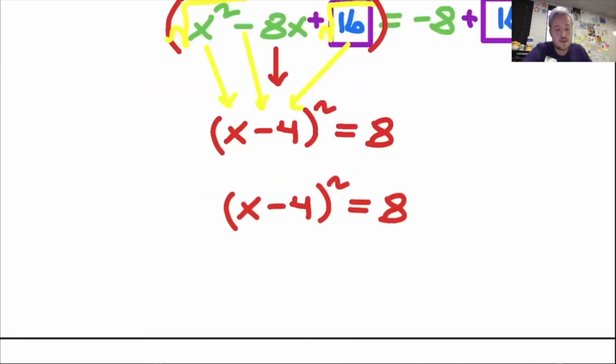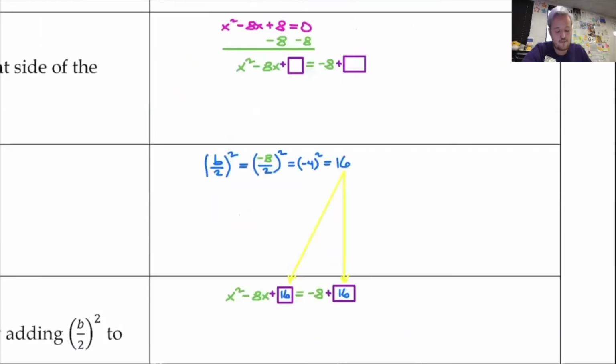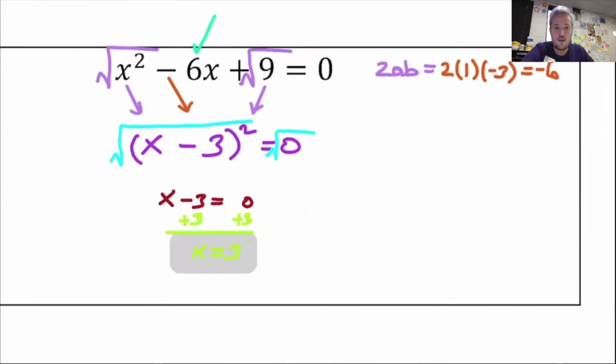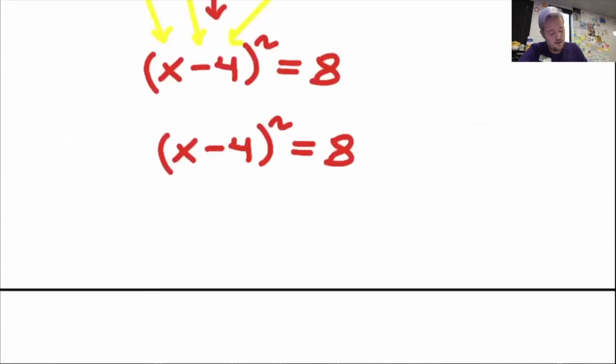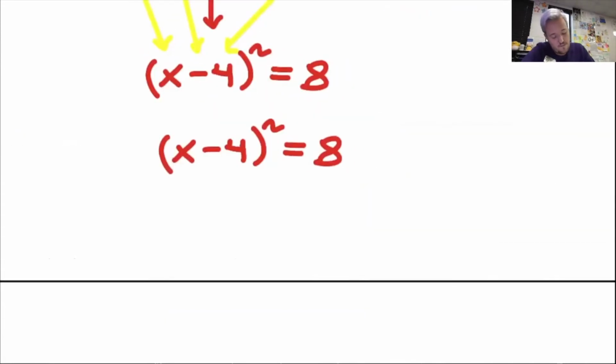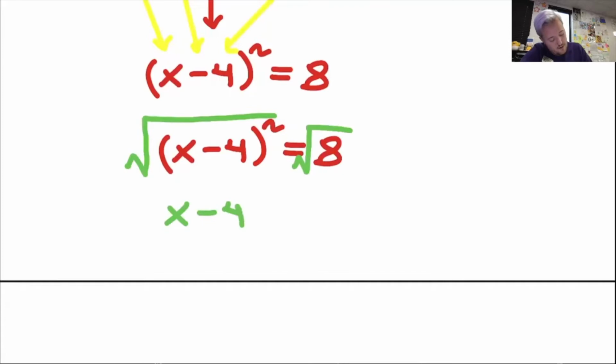All right, so this problem right here is very similar to how we did this problem. So I did this problem right here on purpose. So we're going to take the square root of both sides and then just start solving. All right, so I'm going to go ahead and take the square root of both sides. So I'm going to have x minus 4 equals plus or minus the square root of 8. All right, so remember, when you're taking a square root, you have to account for both the positive and the negative value.